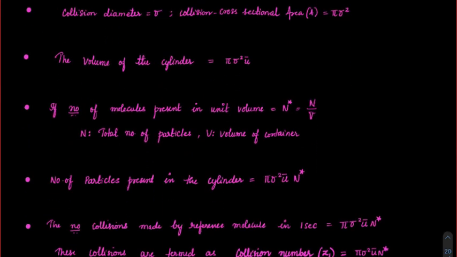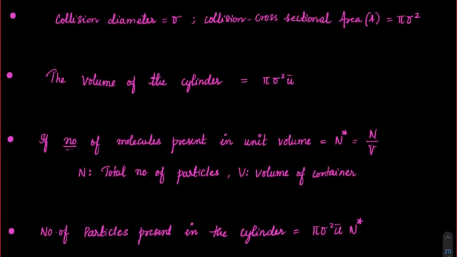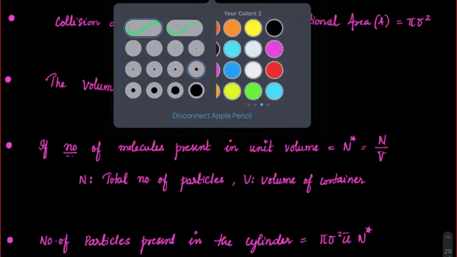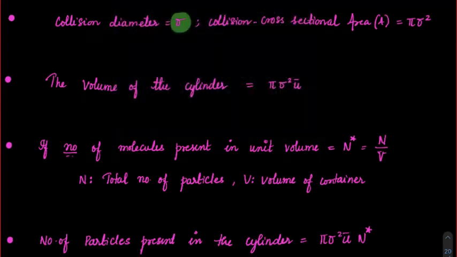For that we need some important terms here. Let me take you through those important terms first. First, as I defined, collision diameter is sigma. Next, the collision cross-sectional area, that is, the area of the cylinder being formed, which is pi sigma square.